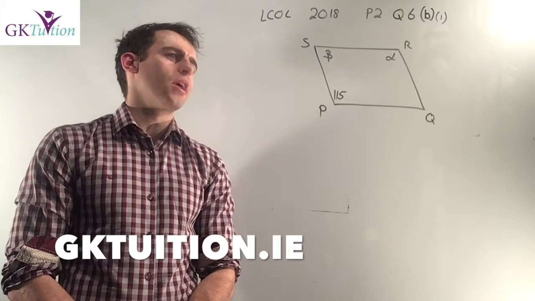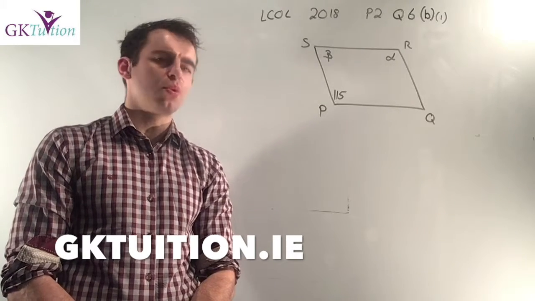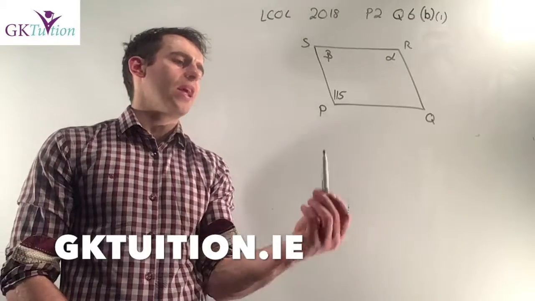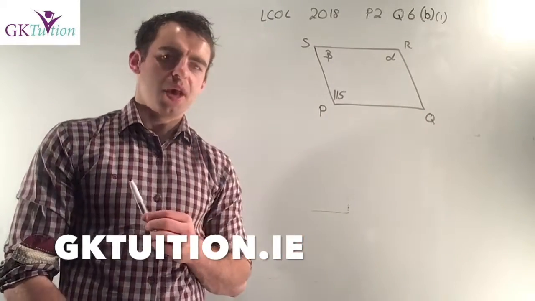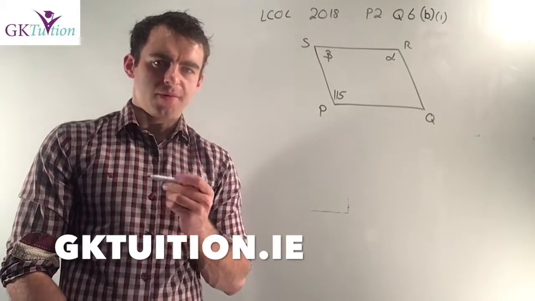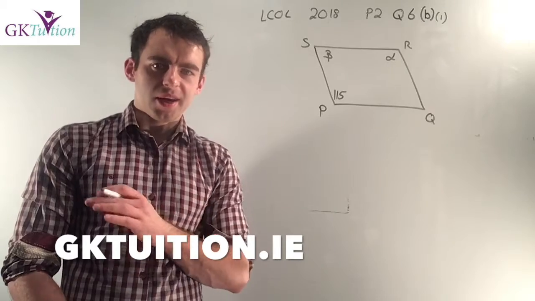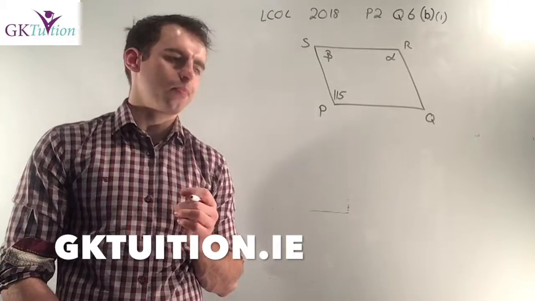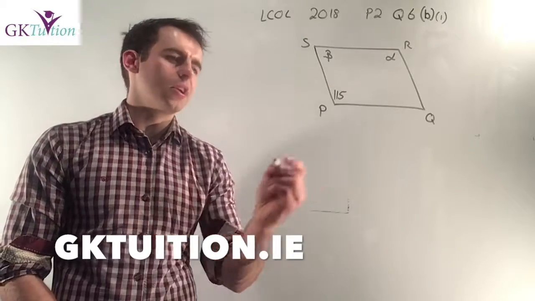Now the question I'm looking at here is 2018 Paper 2 Question 6 Part B. In this question we're given the parallelogram PQRS, and we're asked to write down the values of alpha and the values of beta. If a question says write down, that implies that you don't actually have to do any work. You can literally just write down the answer. So you just have to think to your theorems here.